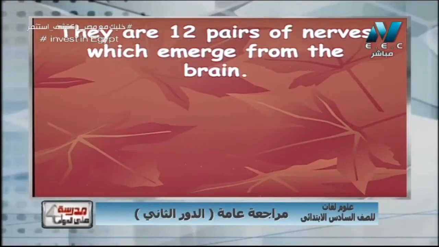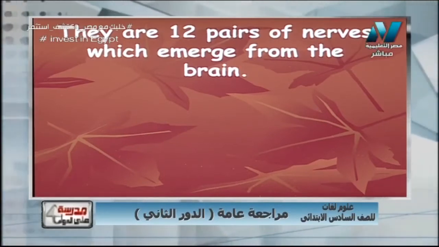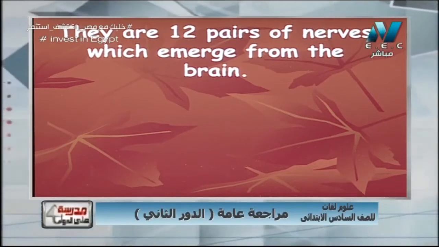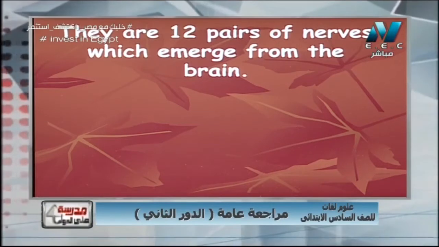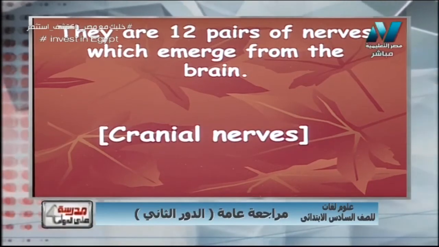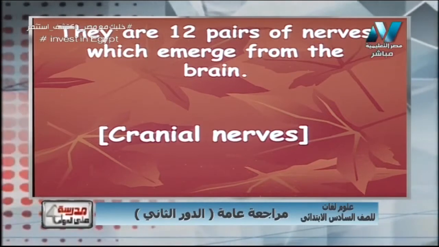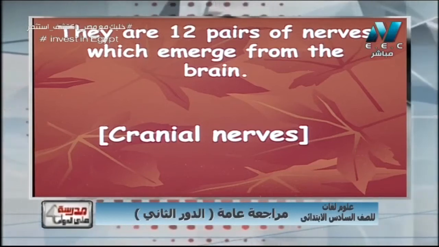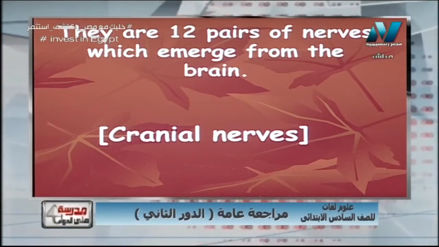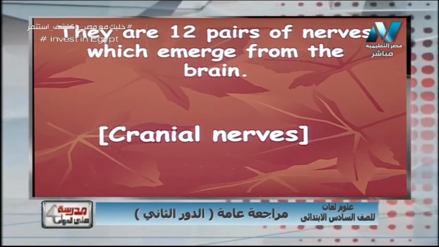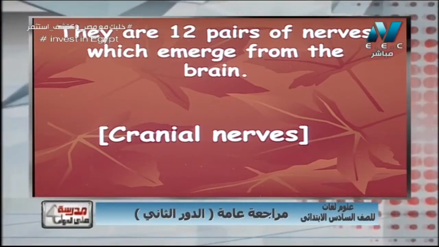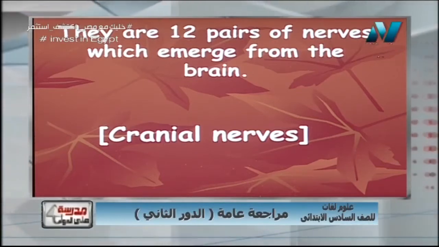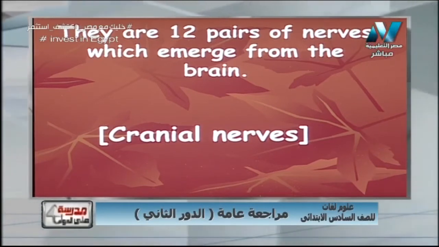There are 12 pairs of nerves which emerge from the brain. هنا بقى سؤال specified شوية متخصص قوي. بيقول لي هم 12 زوج من الأعصاب emerge from the brain، تخرج من المخ. مين هم دول؟ أكيد هم cranial nerves. طب لو سميناها brain nerves مفيش مشكلة نفس التسمية صح جدا، بس cranial هي الاسم الأكثر شيوعا. عشان كده بنسميها cranial nerves الأعصاب المخية، أو الأعصاب الجمجمية إنها خارجة من البرين داخل الجمجمة، يعني هي جوه الجمجمة نفسها ما خرجتش بره الجمجمة خالص. So again the cranial nerves they are 12 pairs of nerves which emerge from the brain.